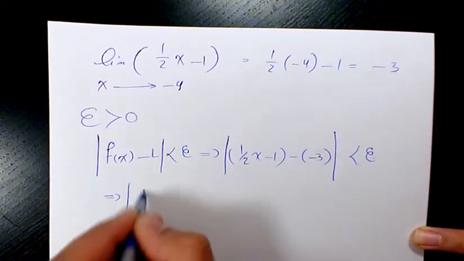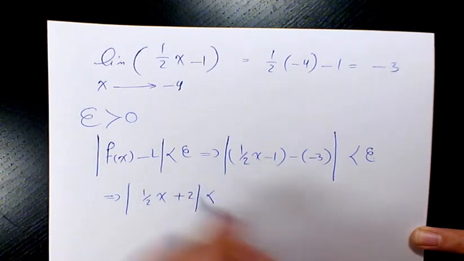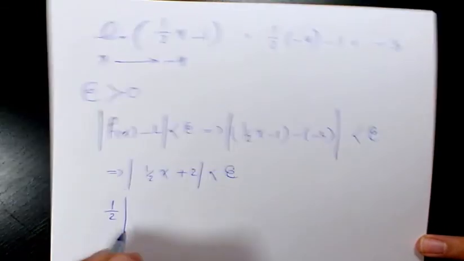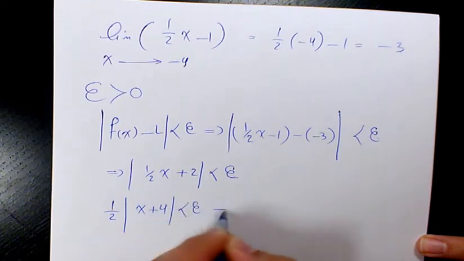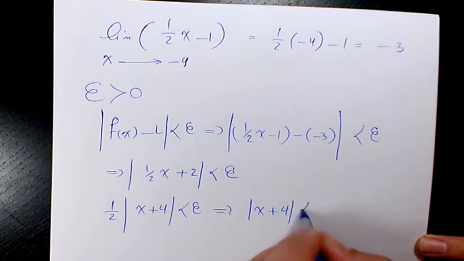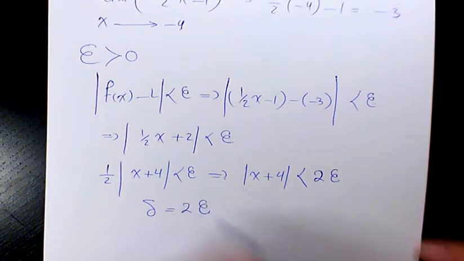So that's going to be 1 over 2x plus 2 less than epsilon. So then you factor 1 over 2 and take it out, it is going to be x plus 4 less than epsilon. Which means that the absolute value of x plus 4 has to be less than 2 epsilon. So delta has to be equal to 2 epsilon in order to have this limit exist.